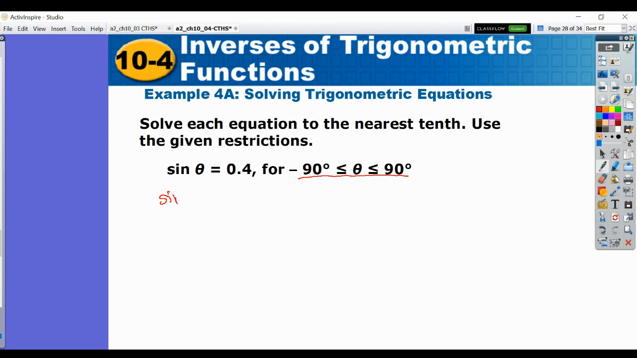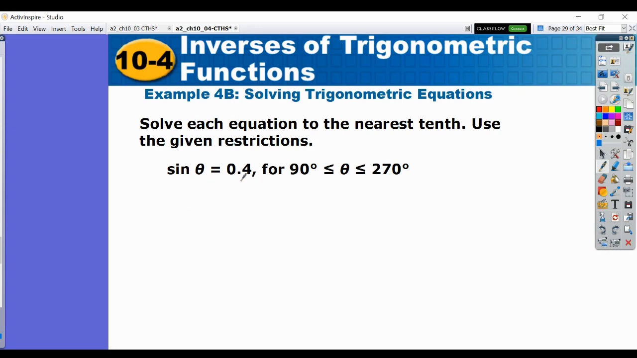I'm going to do sine inverse of 0.4, but the problem is 0.4 is not one of the numbers on my unit circle. So I can't just look at my unit circle to find that answer. Instead, I'm going to use my calculator. So if you type in sine inverse of 0.4, make sure you're in degree mode. You get 23.6 degrees. So that's great because 23.6 degrees is between negative 90 and 90. So we're done.